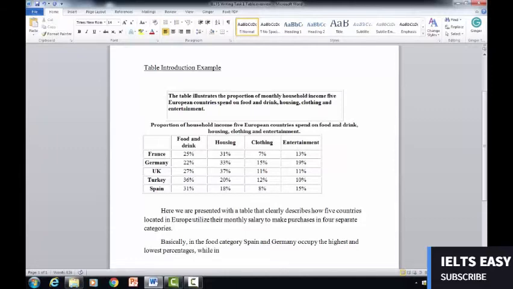While in the housing section of spending, these spots are taken by... what's the highest and lowest in housing? The highest is Germany, and the lowest is Spain.